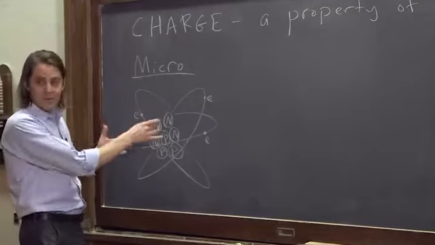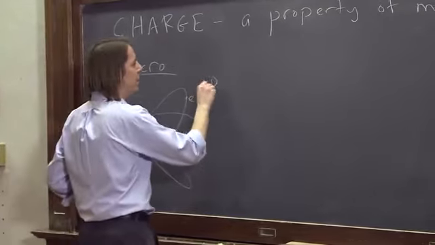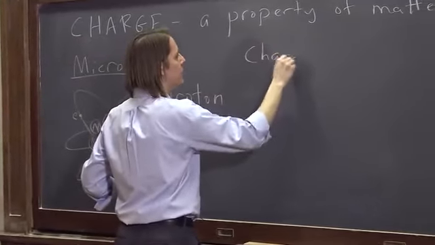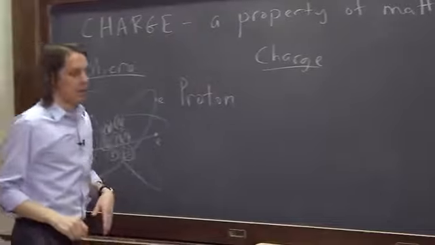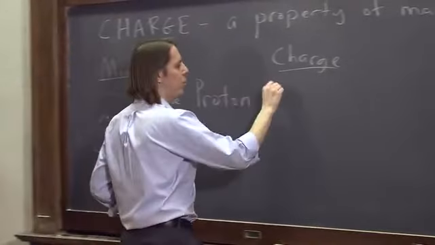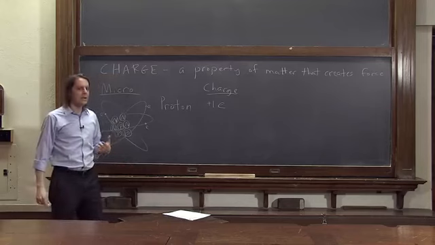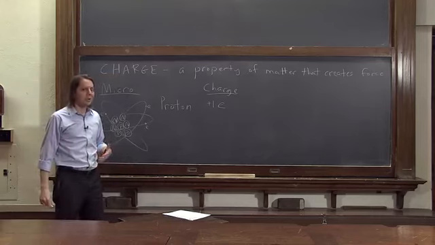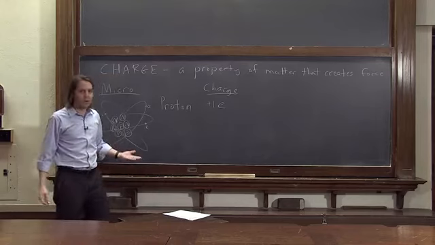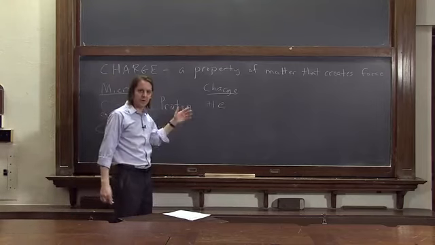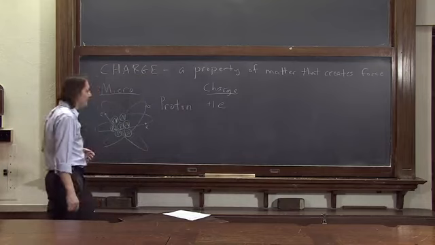Well, it's in these subatomic particles. So we can look at the proton and ask ourselves, what is its charge? Charge of a proton is plus 1e, where e is the unit. e means elementary charge unit. It's defined as the charge of a proton. So this is 1.00, as many zeros as you want. The charge of a proton is exactly 1e.